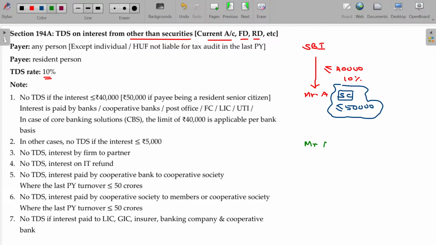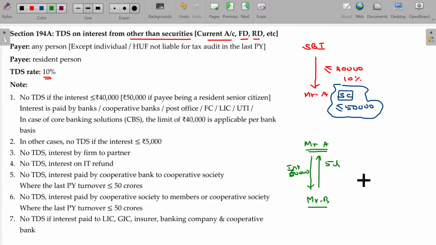Now, Mr. A, Mr. B. Mr. B lent around 5 lakh rupees. For that, Mr. A pays around 10% interest, or 12% interest, 60,000. Now, as the value is more than this specified value, what about the TDS? Is the TDS applicable? No.